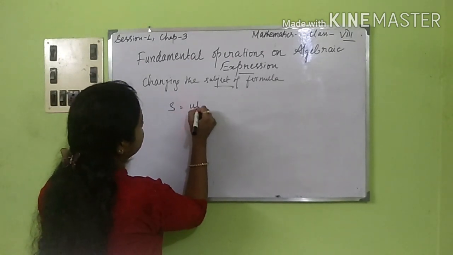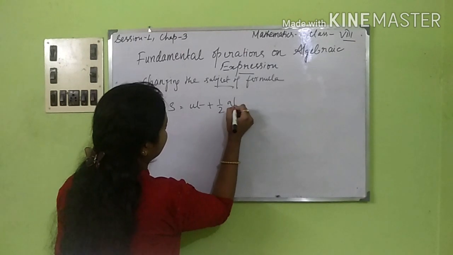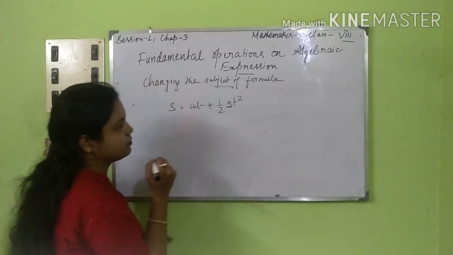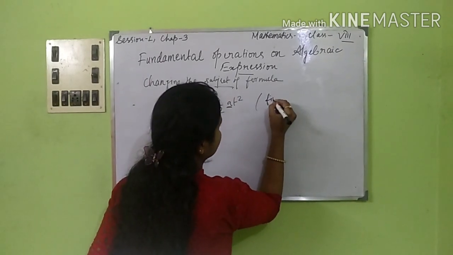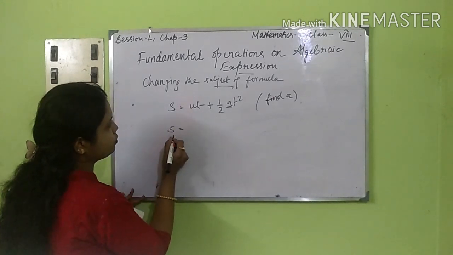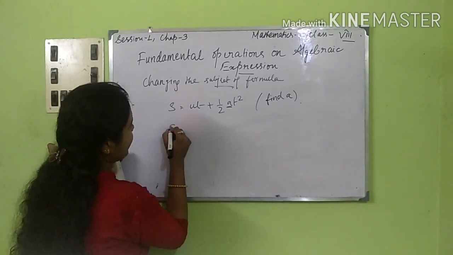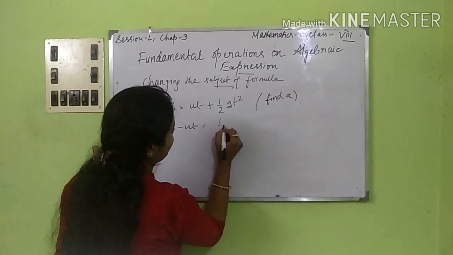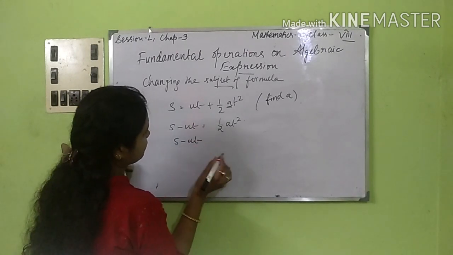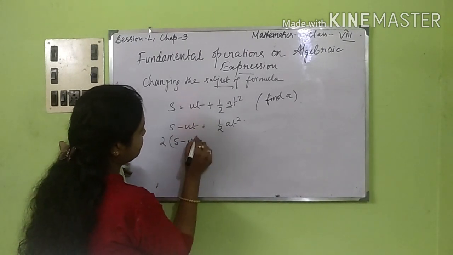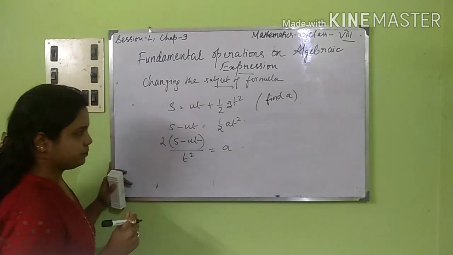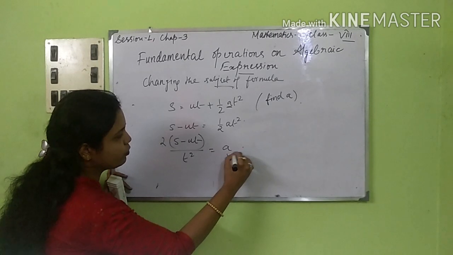S is equal to ut plus half at square. Suppose you have to frame the formula with a. Find a. So the formula comes out to be, just write S minus ut is equal to half at square. Now S minus ut, as you know, 2 will get multiplied by t square equal to a. So this is the particular formula with a.